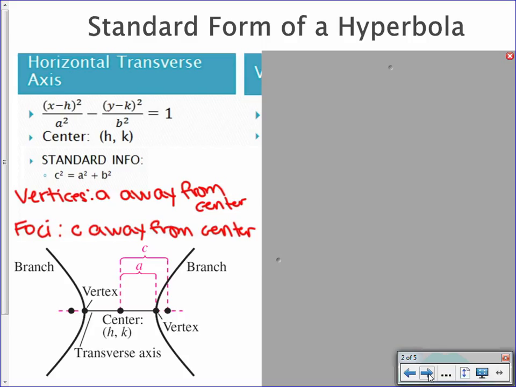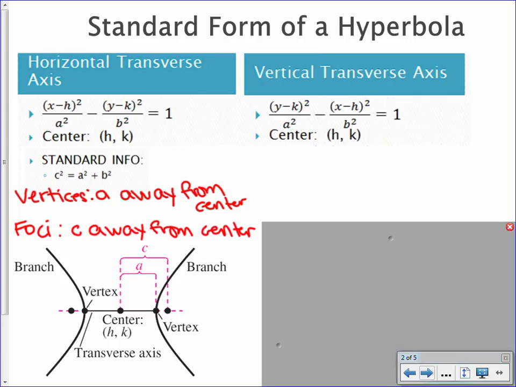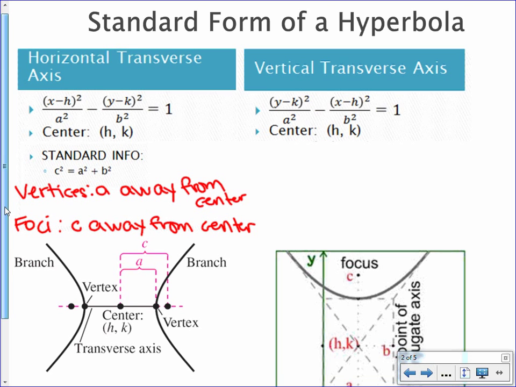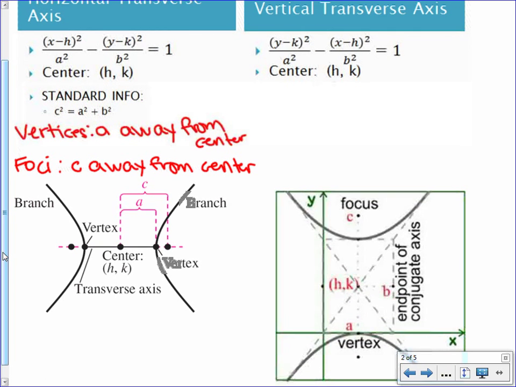Okay, everybody back with me? How many of you said that the y squared was going to be positive? If you said that, then you are correct. Everything is the same except the y squared is positive and we're subtracting the x squared.